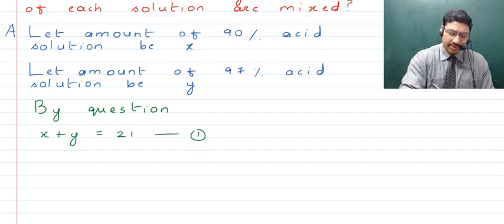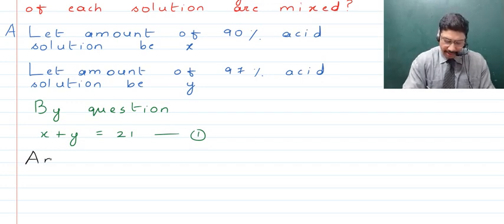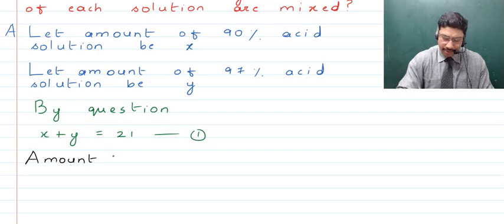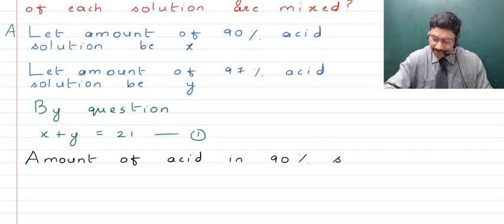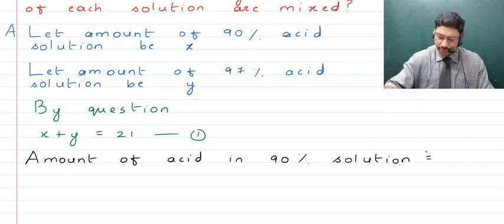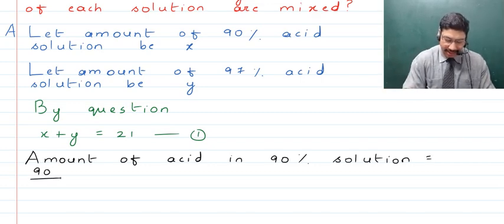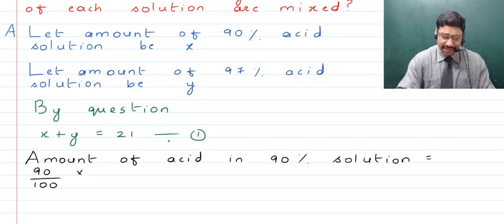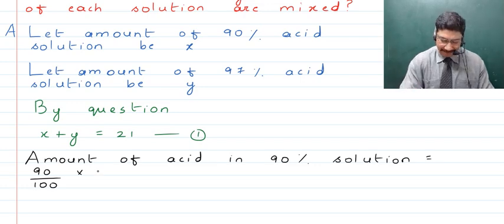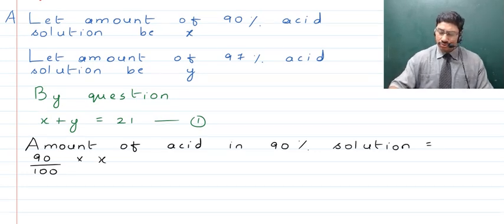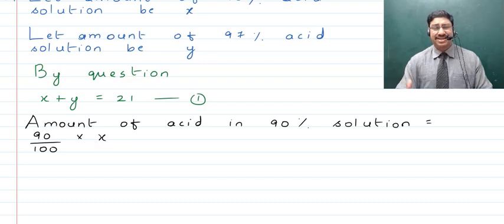So next we are going to say: amount of acid in 90% solution will actually be equal to 90 upon 100, which is going to be multiplied with the total amount of the solution, which remember was x, right? So this will be the amount of acid in the 90% solution where x liters of it are available.